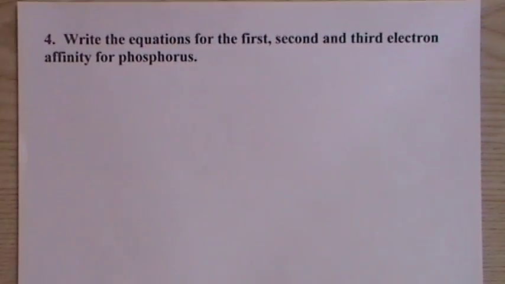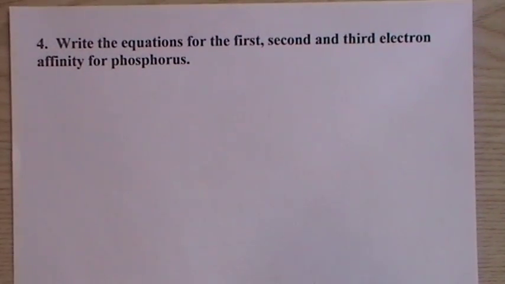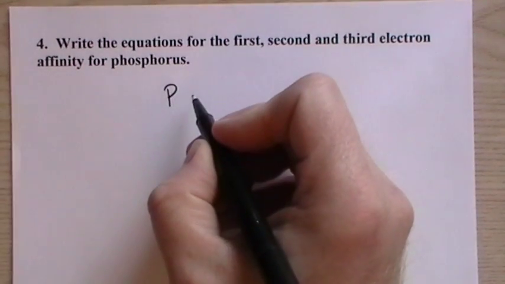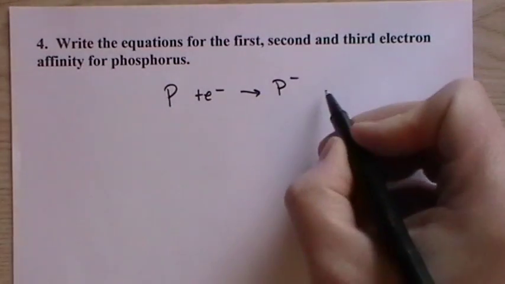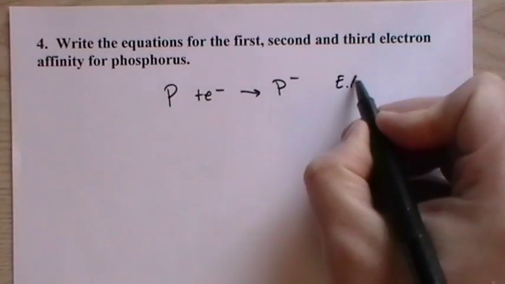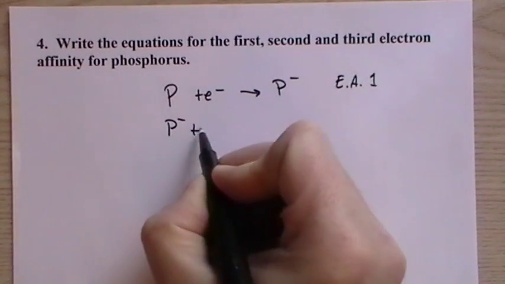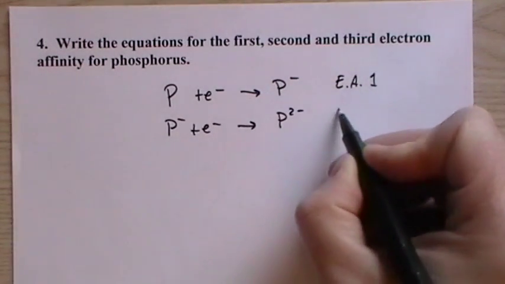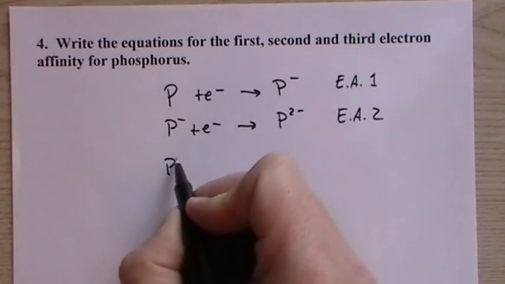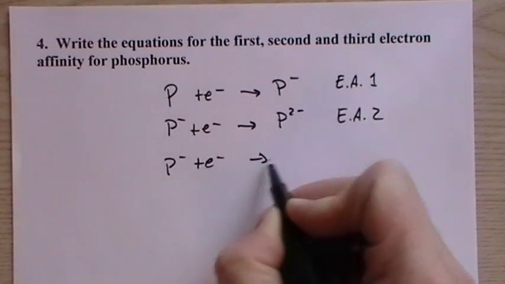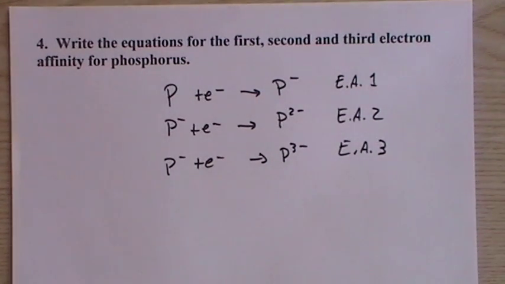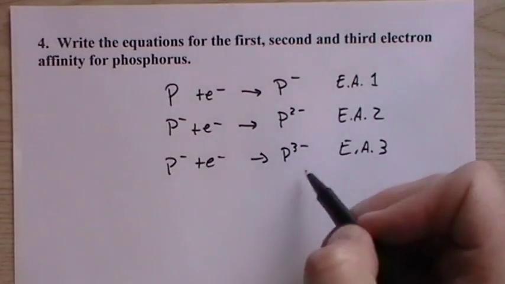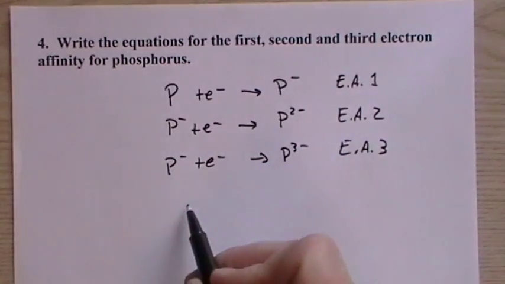Okay, write the equations for the first, second, and third electron affinity for phosphorus. So phosphorus, the first one is where we add 1 electron. So we call this electron affinity 1. And then that negative ion adds another electron. It's 2. And then goes to 3. Now, we're not going to get into the trends. They try to do it in the book, but there are so many exceptions that it's not worth the effort. But you should know what an electron affinity is, and that it's not the opposite of ionization energy.